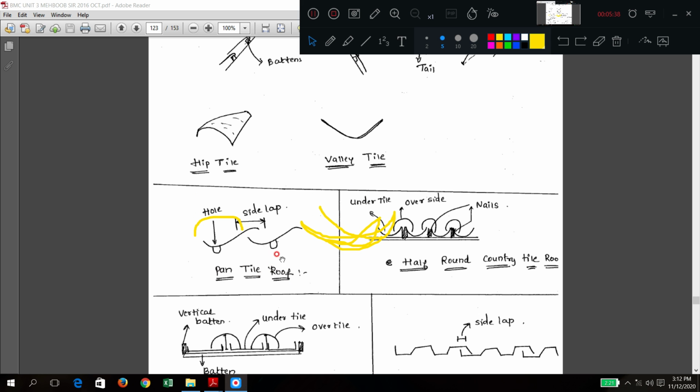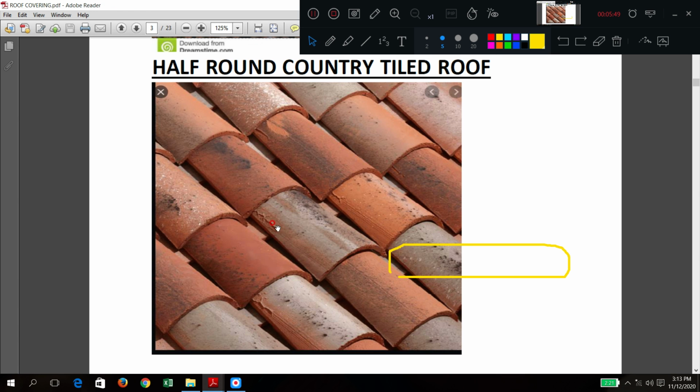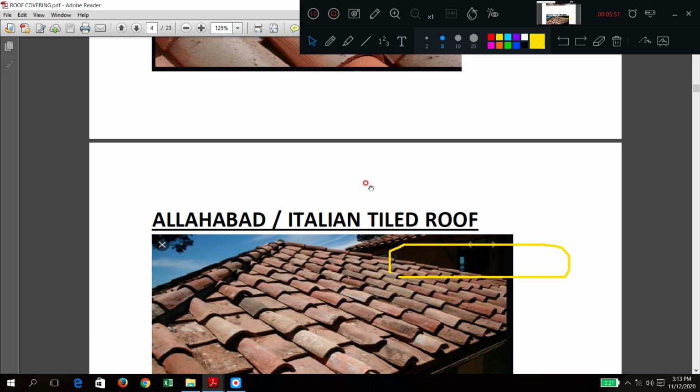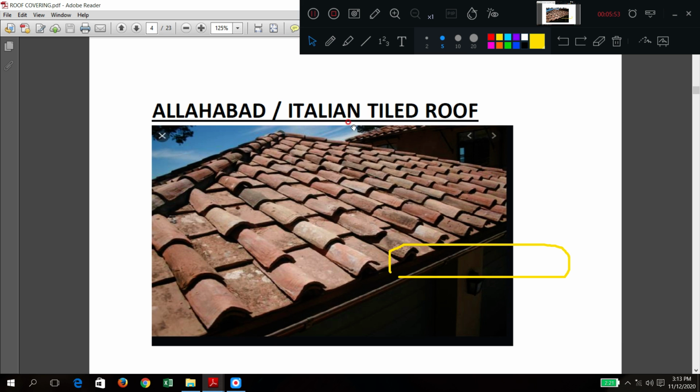Next, we have discussed pan tile. This is also the same thing, pan tile, half round. This diagram is for that one. Half round country tile. The diagram for that is this. Okay. So next was Allahabad Italian tile.